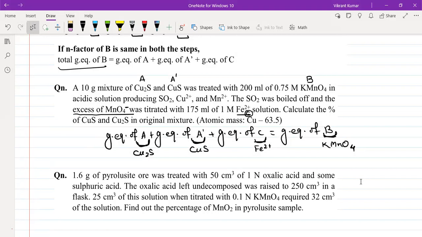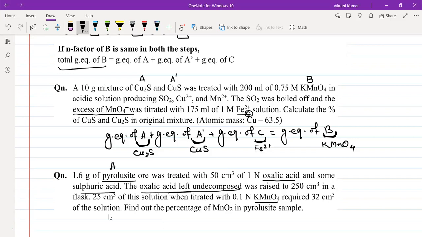Is this case 2? हाँ, this is the क्यों क्यों लग रहा है केस 2 है? Pyrolusite और oxalic acid both are reacting with sulfuric acid, और उसके बाद being left over. Pyrolusite ore was treated with this and some sulfuric acid. Sulfuric acid is just maintaining the medium. And then it says oxalic acid left undecomposed, was raised to this much, and then it was titrated with KMnO4.